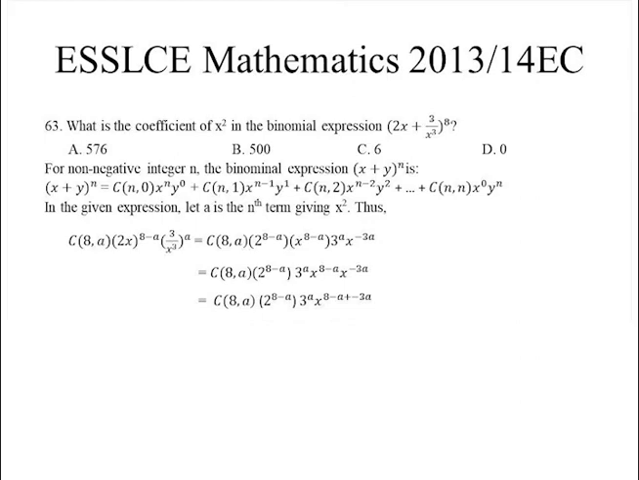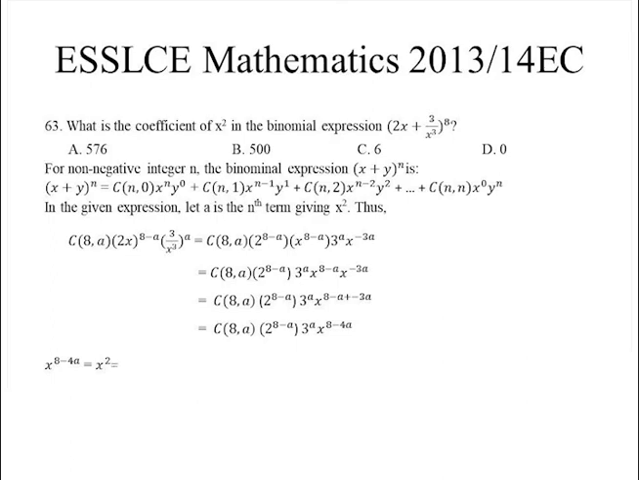We can add the powers, which is equal to combination 8 comma a times 2 to the power of 8 minus a times 3 to the power of a times x to the power of 8 minus a plus negative 3a, meaning minus 4a. We are looking for x squared, thus x to the power of 8 minus 4a is equal to x squared. These two expressions, the left side and the right side, are equal only when their powers are equal, because the base is already x.